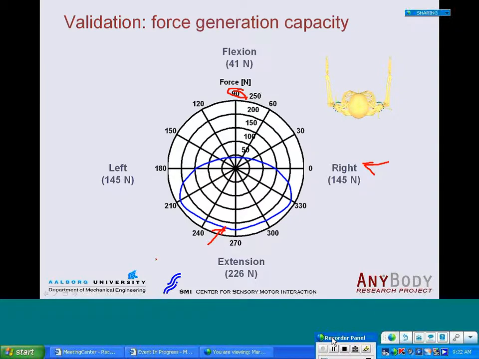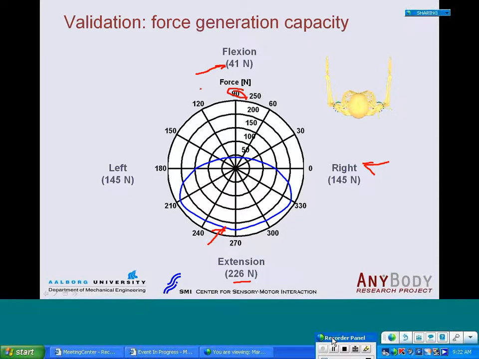So for extension, that's about 226 Newton. For right and left, it's 145 Newton. The model is perfectly symmetric. So then, of course, the numbers of the lateral flexion to the right and the left will be the same. And then the maximal flexion of the model is 41 Newton.